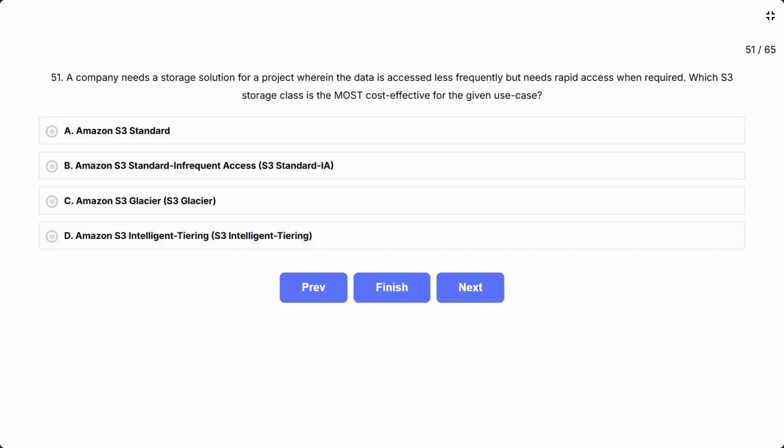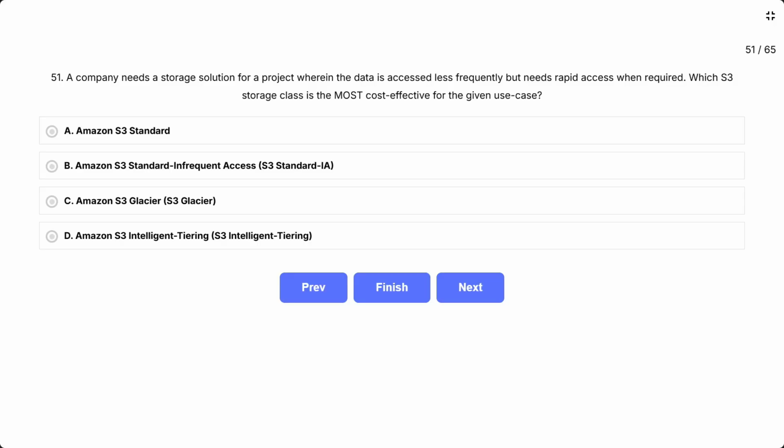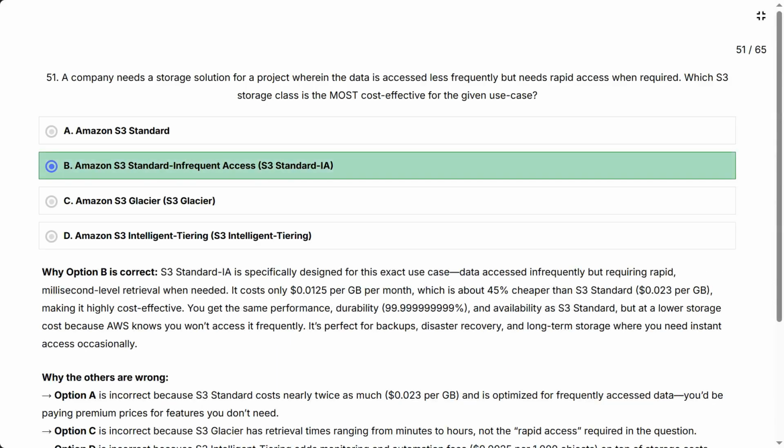Think of S3 storage classes like parking options at an airport. S3 Standard is valet parking, expensive but instant access. S3 Standard-IA is economy parking, cheaper, still quick access. And Glacier is offsite storage, cheapest but takes time to retrieve your car. The correct answer is B, Amazon S3 Standard Infrequent Access, S3 Standard-IA.